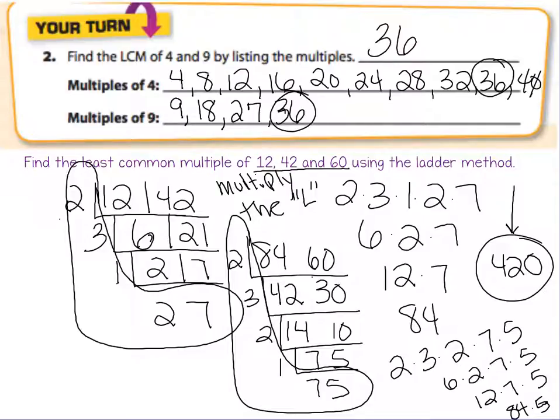I'll actually give you a couple numbers here. Why don't you try 2, 3, and 4? When you try 2, 3, and 4, you should get that 12 is your least common multiple. So try it out with the ladder method, and you should get an LCM of 12.